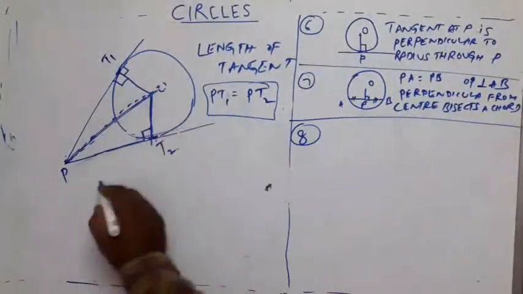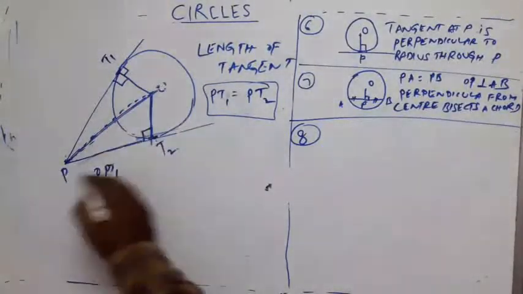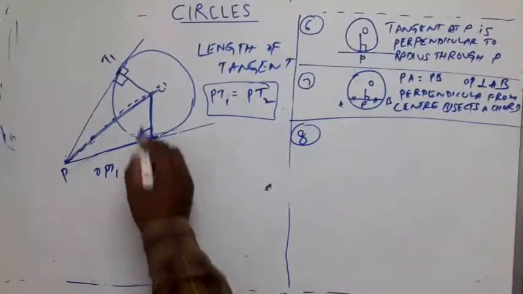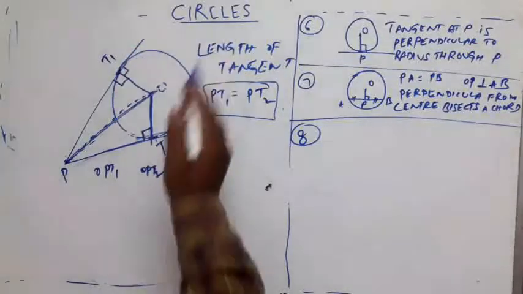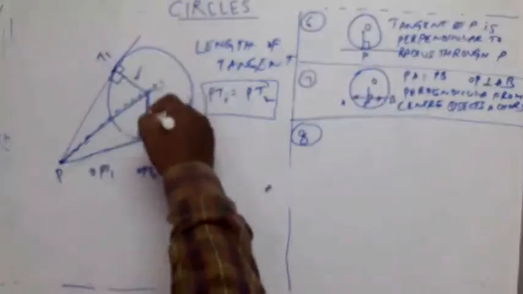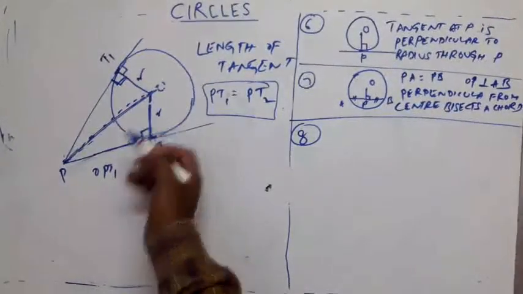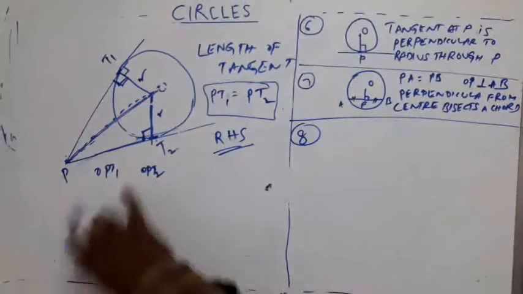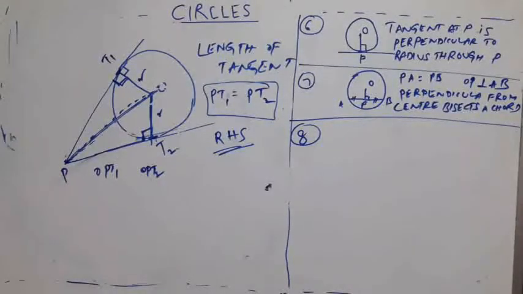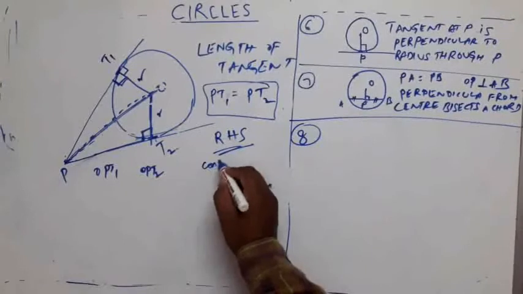Triangle OPT1, triangle OPT2. This line is common to both. This length is equal, radius, because radius, right? Again, this is a right angle. This is a right angle. From using RHS principle, we clearly see these two triangles are congruent triangles.